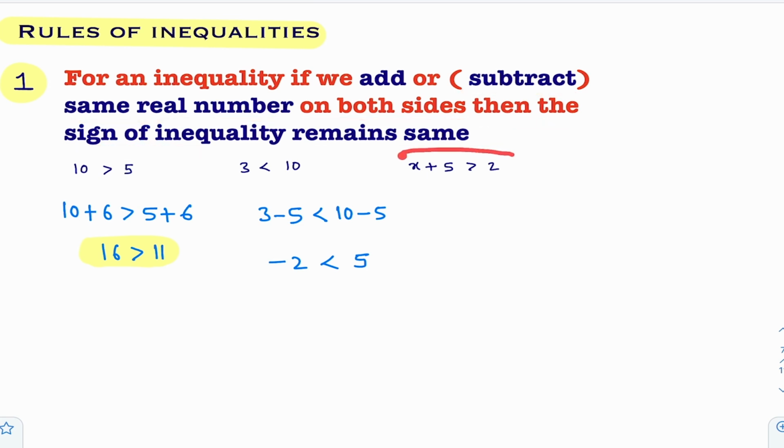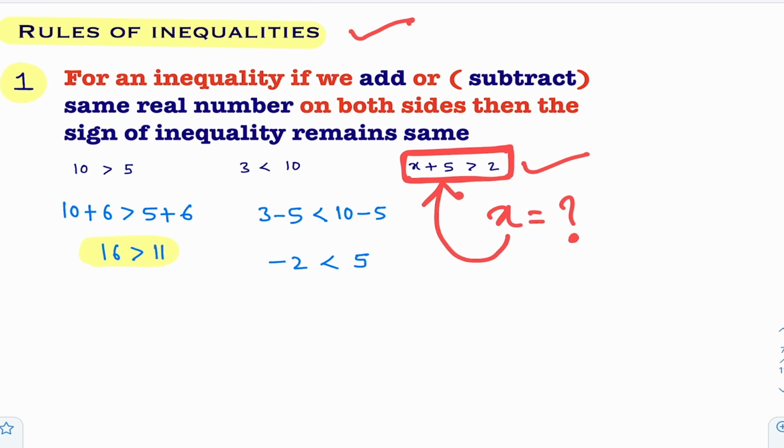You see here, this is one inequality. For this inequality, if I add or subtract the same real number on both sides, the sign of inequality remains the same. This is the first rule. Whenever we solve inequalities, you need to consider this. In this, one unknown value is there, x. Solving is nothing but finding for what x values this inequality holds good.